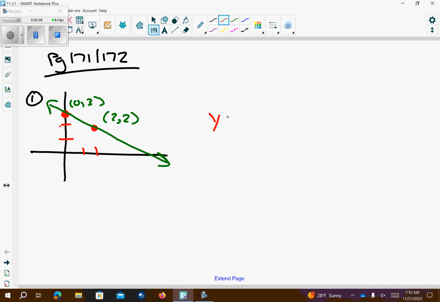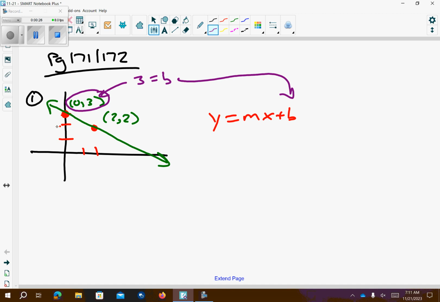We want to put this in slope-intercept form, so y equals mx plus b. The first thing I'm going to do is figure out what my b value is. This is my y-intercept, so the y component, the 3, is my b value. So we're going to plug that in right there.